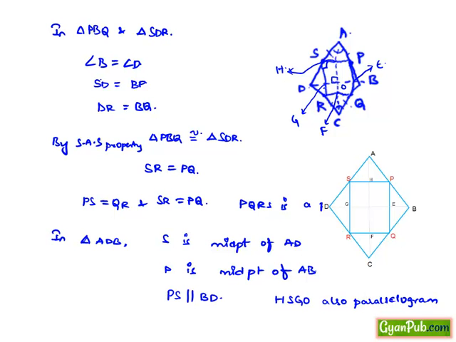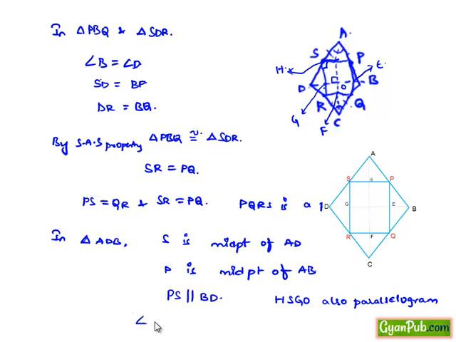As PS is parallel to BD, we can say HS is equal to GO and also parallel to GO. So we can say HSGO forms a parallelogram. As HSGO forms a parallelogram, we can say in a parallelogram opposite angles are equal.